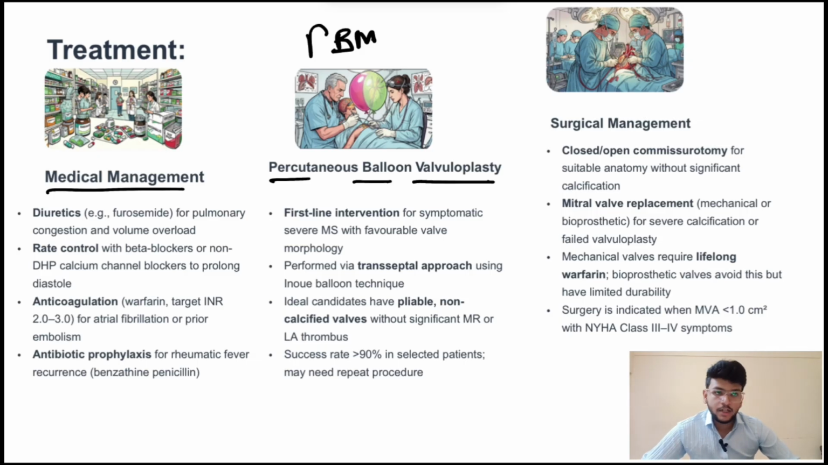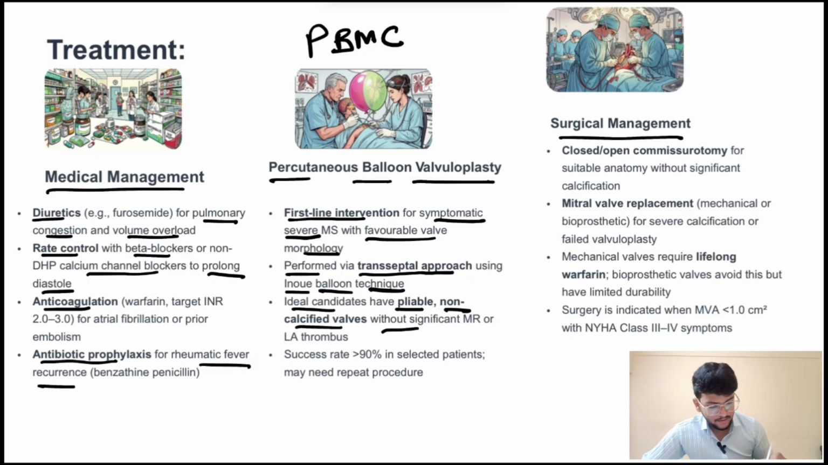Now we have the percutaneous balloon valvuloplasty or the percutaneous balloon mitral commissurotomy. It is the first line intervention for symptomatic severe mitral stenosis with favorable valve morphology. It is performed via a transseptal approach using the Inoue balloon technique. Ideal candidates have pliable and non-calcified valves without significant MR or LA thrombus. The success rate is more than 90% in selected patients. The procedure may need to be repeated.